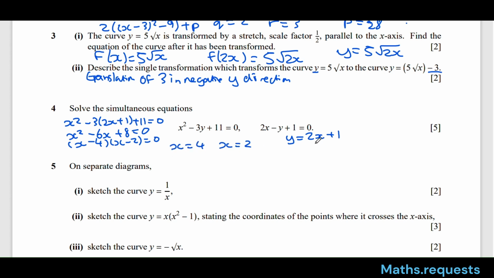And then when you plug in 4 into y equals 2x plus 1, you get 4 times 2 plus 1, which is 9. So when x equals 4, y equals 9. And then when x equals 2, it's 2 times 2, which is 4, plus 1, which is 5. So y equals 5. So it's the curve y equals 1 over x. So 1 over x has asymptotes on the y-axis and the x-axis. And it looks something like this.